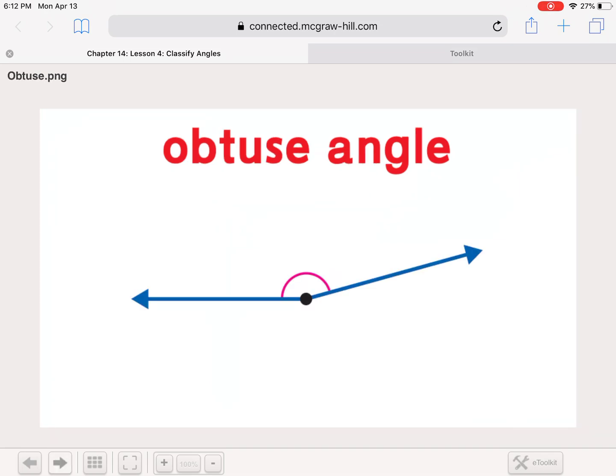And our last angle that we're going to learn today, obtuse angle. An obtuse angle is an angle that is greater than 90 degrees, but less than 180 degrees. A 180 degree angle is a straight line. So it has to be less than that straight line and also a little bit bigger than our right angle, which is 90 degrees.